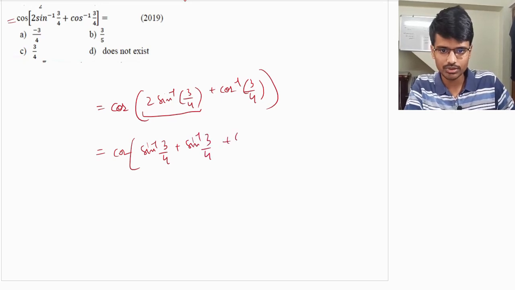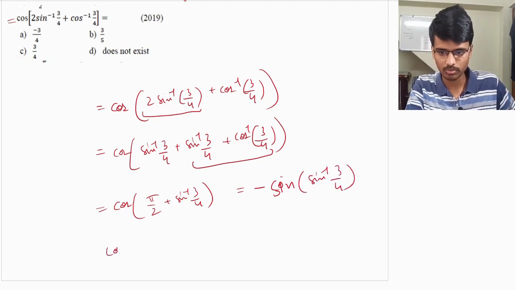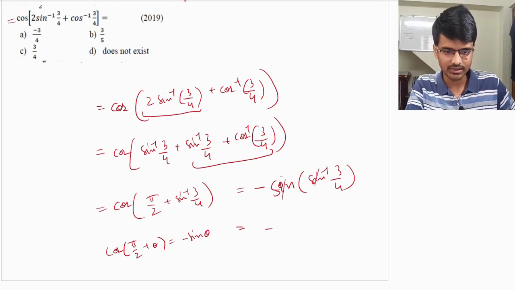No issues. I am doing this step by step, but you can do this directly in your exam. No need to do all the steps. This is nothing but pi by 2, cos of pi by 2 plus sine inverse of 3 by 4. In the second quadrant, cos is negative, so minus sine of 3 by 4, because cos of pi by 2 plus theta is nothing but minus sine theta. Same thing I have done. Sine gets cancelled, minus 3 by 4. So the correct answer is A.